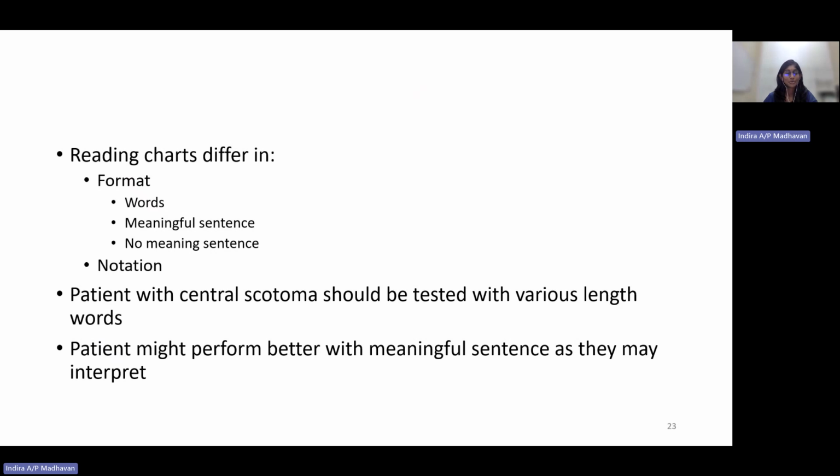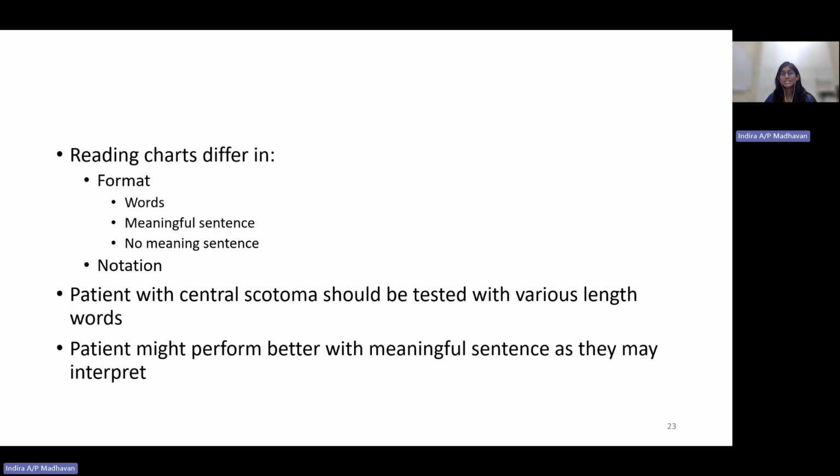Number one is the format. The reading chart differs in the format and also the notation. Format means it can be only words, or it can have a meaningful sentence, or a no-meaning sentence. A meaningful sentence is like, my name is Indira. A no-meaning sentence is like Indira, ball, flower, butterfly. There is no meaning in the sentence, but it is arranged in sentence form. While words are arranged only word by word, like the Snellen chart is letters, and this one is words. So it depends on the format.